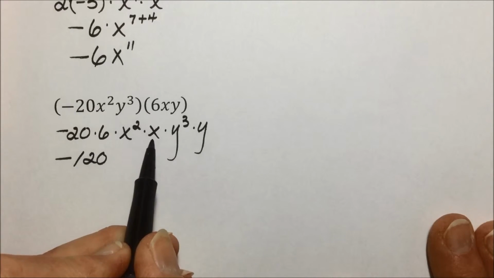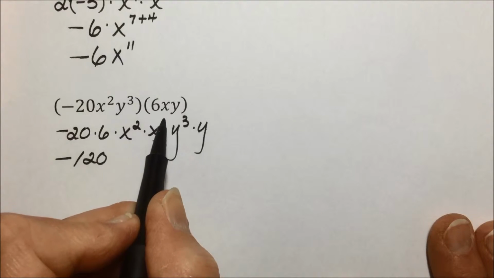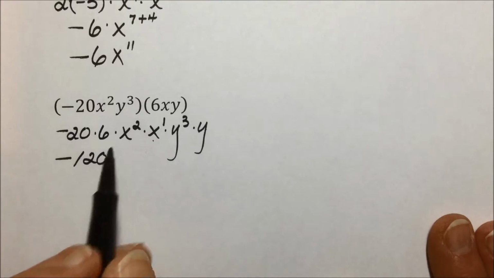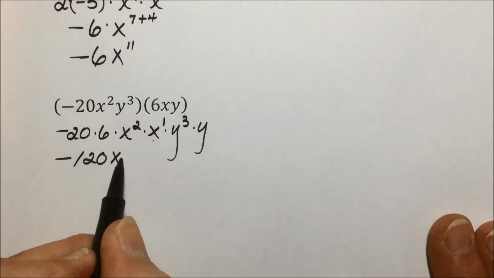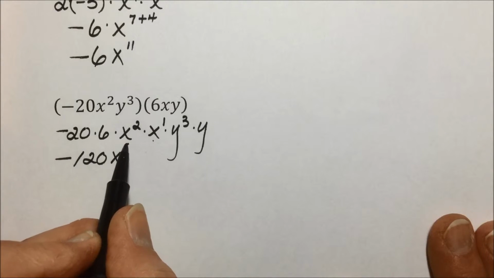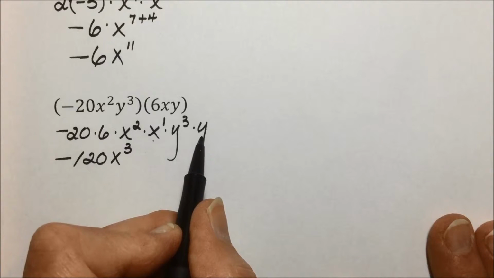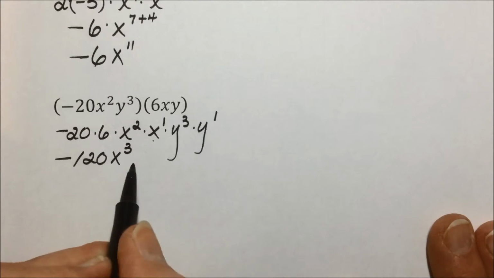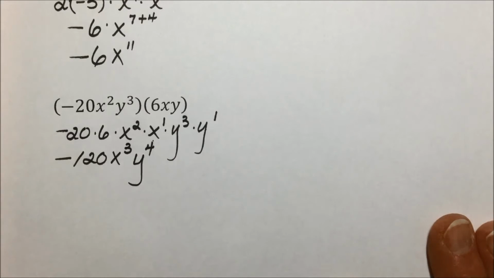We have common bases multiplied together. This second x doesn't have an exponent, but it's understood to have an exponent of 1. Common bases, add the exponents, would be x to the 3 or third power. Similarly, we have y to the third times y, which would be y to the first. Common bases, add the exponents. 3 plus 1 is going to have our y to the fourth power.